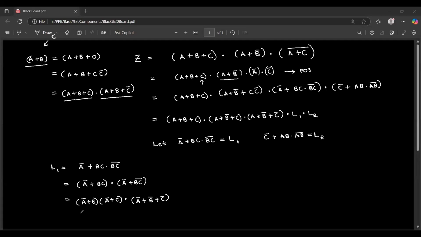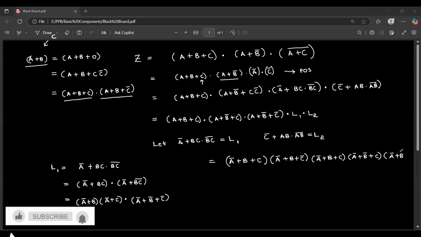So here we have A bar plus B. What I can say is A bar plus B plus C into A bar plus B plus C bar. Similarly, here we have A bar plus C, which means we have to add B to this. So we add B and B bar. That's all. It will be (A bar plus B plus C) into (A bar plus B bar plus C). And finally you can add into (A bar plus B bar plus C bar).